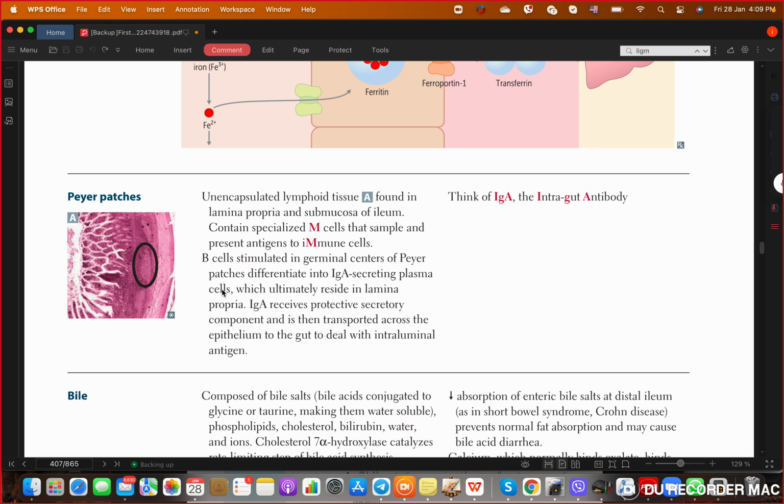Okay, doc. So B cells are stimulated in the germinal center. We did not do immunology, so that's bad. In the germinal centers of the Peyer's patches, a germinal center is basically an area that has plenty of lymphocytes in it, okay? So B cells differentiate into IgA secreting plasma cells. To secrete, you need a couple of things. We'll speak about it later.